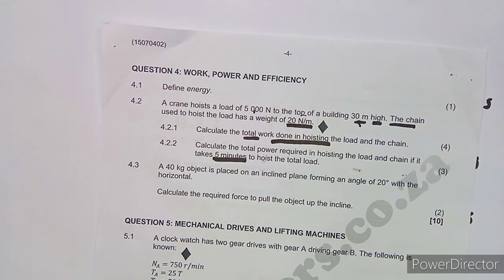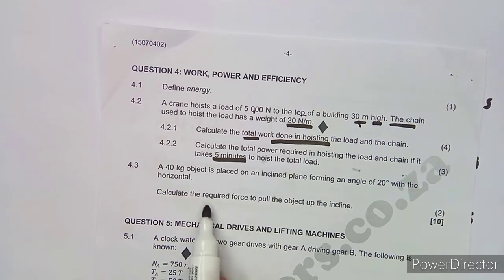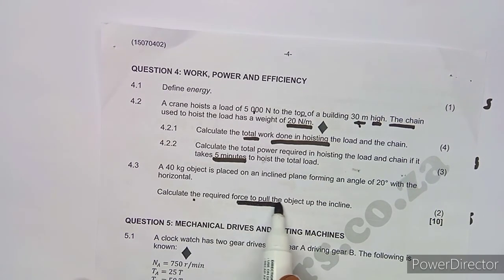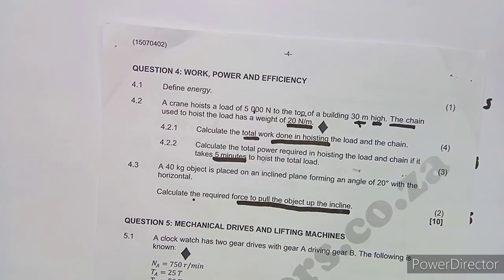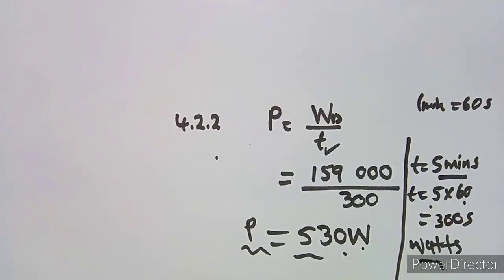Then we are given that a 40 kg object is placed on an inclined plane forming an angle of 20 degrees with the horizontal. Calculate the force required to pull the object up the incline. All right, we need the force that is required. Take note here, guys. Calculate the required force to pull the object up the incline. All right, so this is what you're going to have.